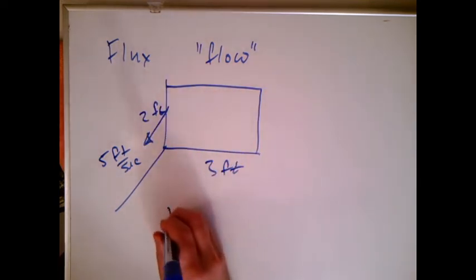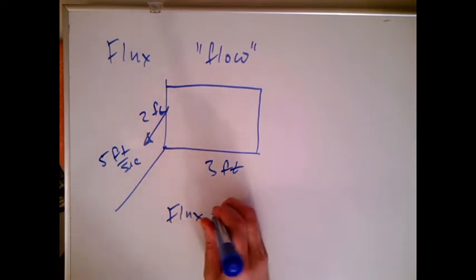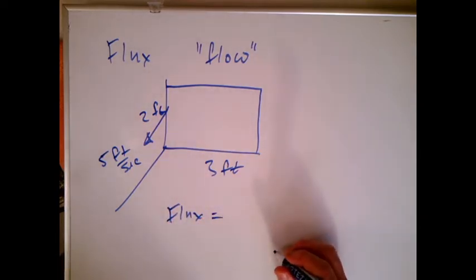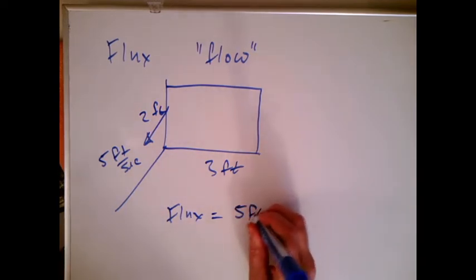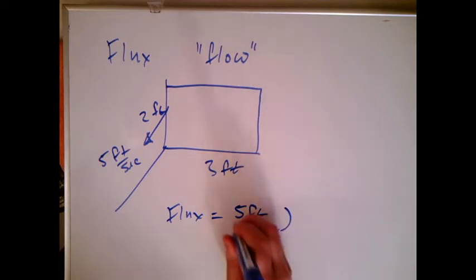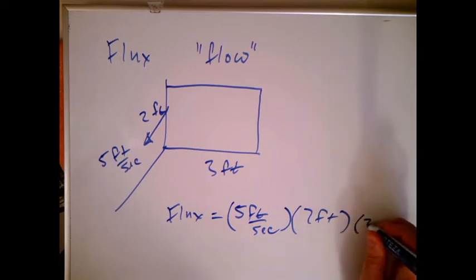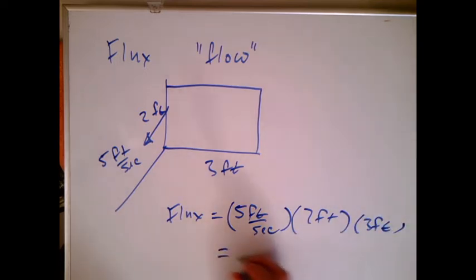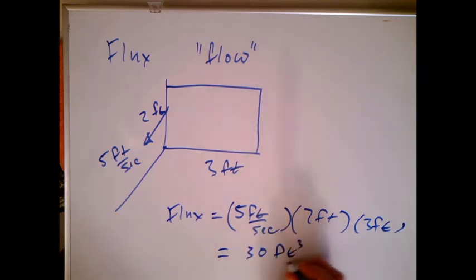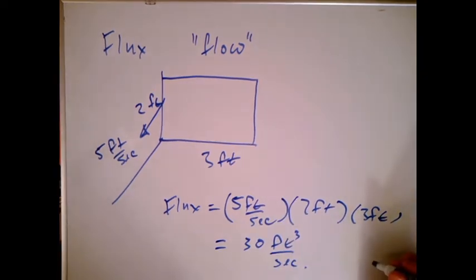Now the flux would be the volume of water that would actually enter our room in 1 second. Well, that's going to be the 5 feet per second times the area of that region. So this can be 2 feet times 3 feet. And so you can see that the units are going to be cubic feet per second. So it's how fast the volume of water in the room is changing, not actually how fast the water is flowing in feet per second. So that's at least a description of flux.